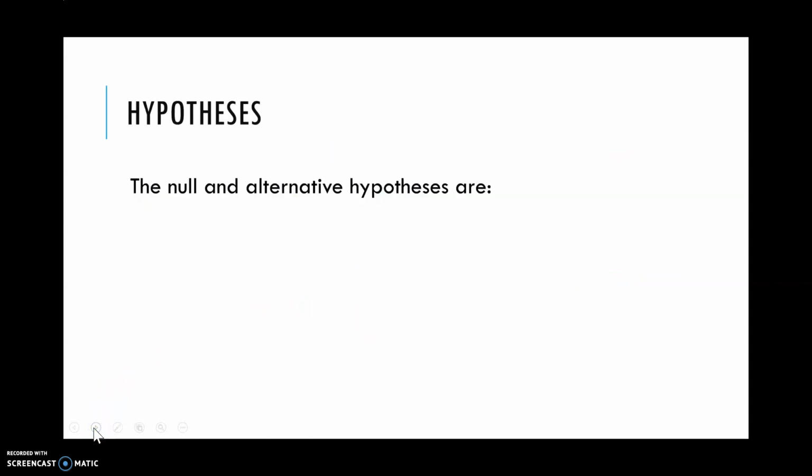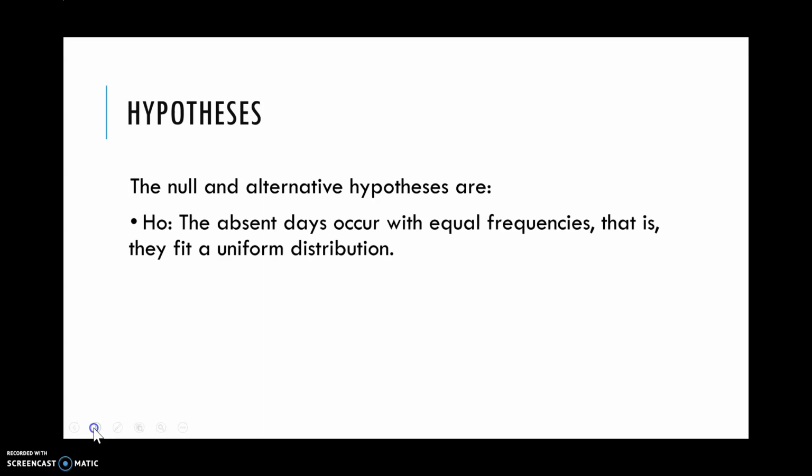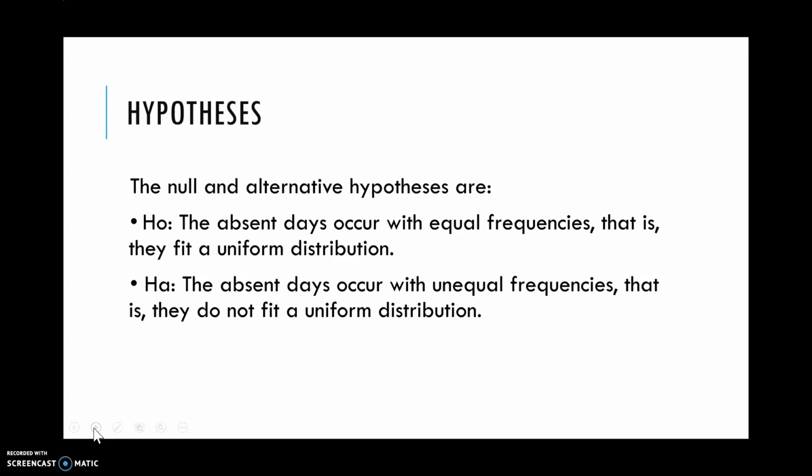So our null and alternative hypotheses, now we should be good at these by now because we did this a significant amount in our last chapter. So the null hypothesis is that the absent days occur with equal frequency, so that it's a uniform distribution. So then what would the alternate be? That they don't, right? So the absent days do not occur with equal frequency. It's unequal frequency. That is, they would not fit a uniform distribution.